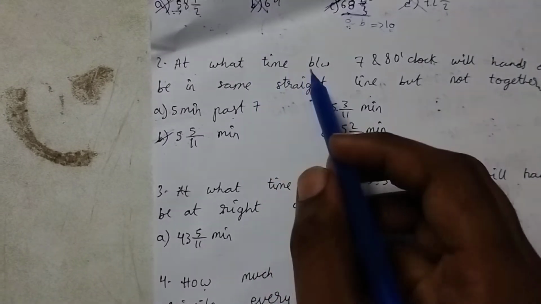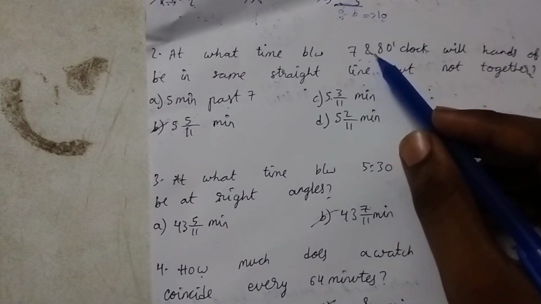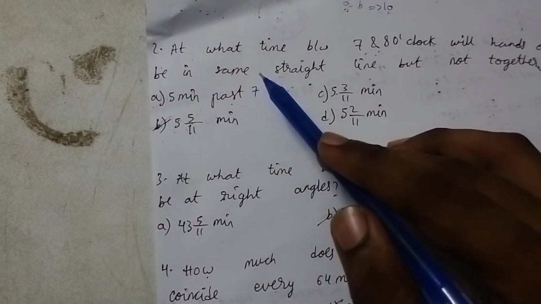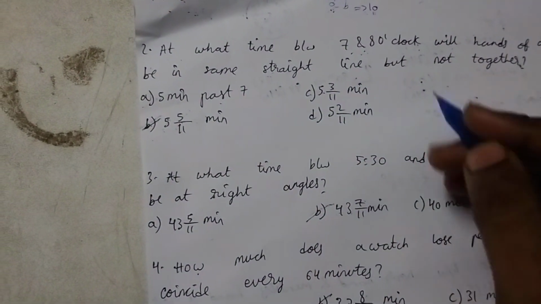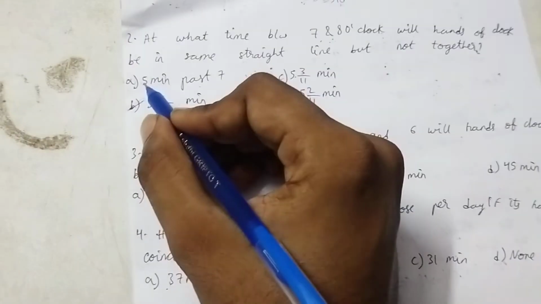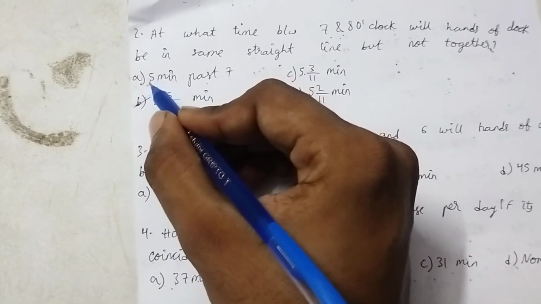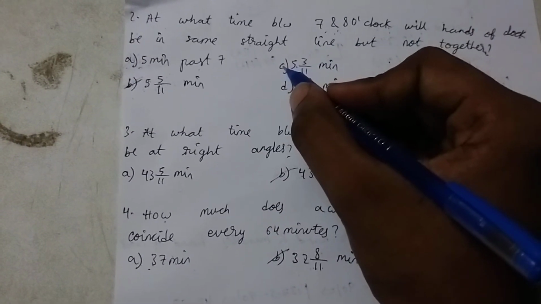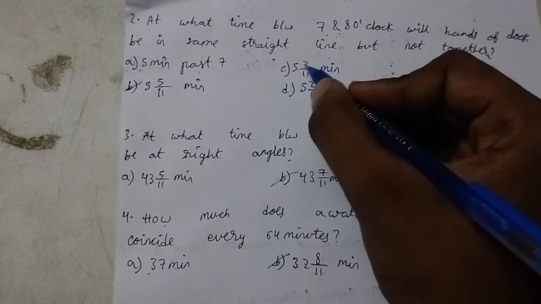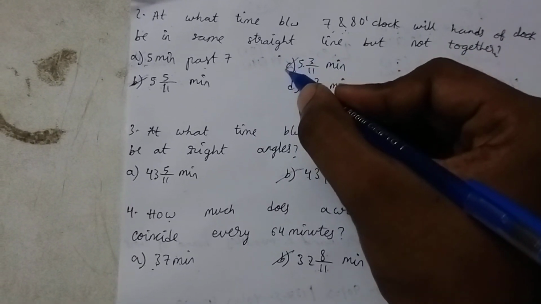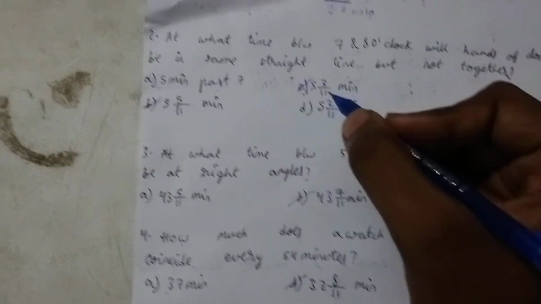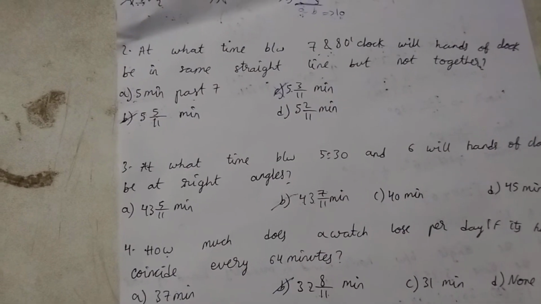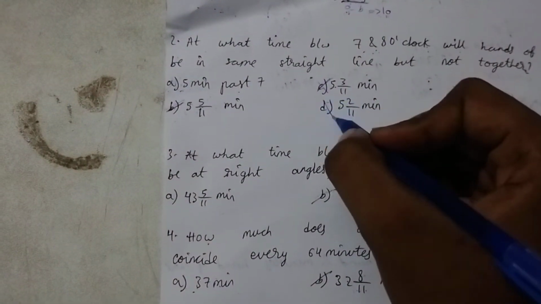At what time between 7 and 8 o'clock will the hands of a clock be at the same straight line but not together? Means when we see this option, it is not divisible by 10, so we have to leave this option. When 5 plus 3 equal to 8, which is not divisible by 10, so we have to leave this option. And 5 plus 2 equal to 7, which is not divisible by 10, so we have to leave this option.